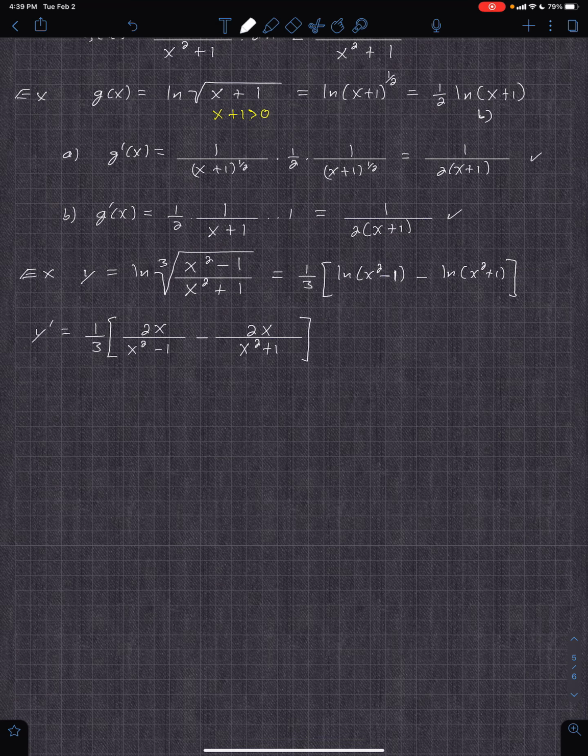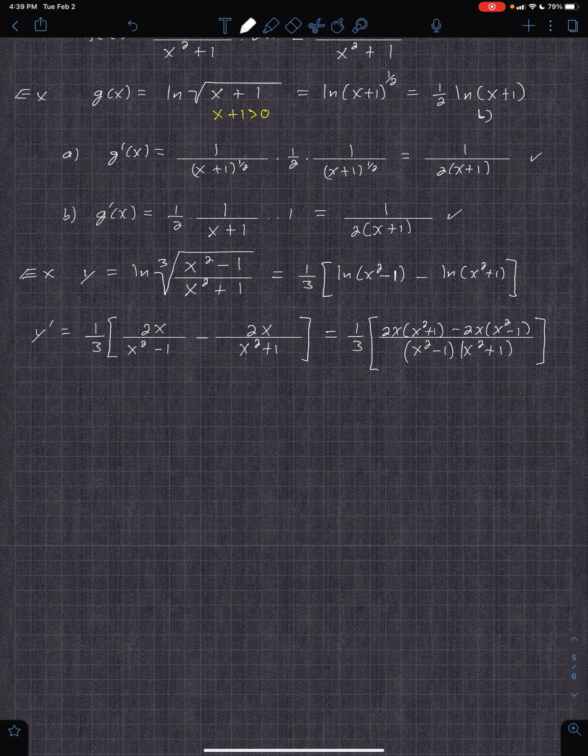Now that is it. That's the derivative, but normally they'll want you to write that as one fraction so that you can set numerators or denominators equal to 0 and solve. So normally you want to simplify that. So you get 1/3, and then you get 2x times x squared plus 1 minus 2x times x squared minus 1 all over the common denominator, which is x squared minus 1, x squared plus 1, which looks like a difference of squares, doesn't it?